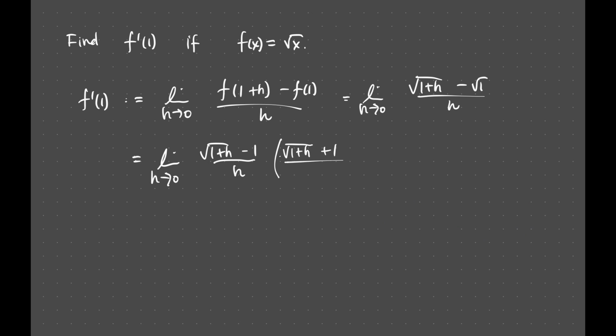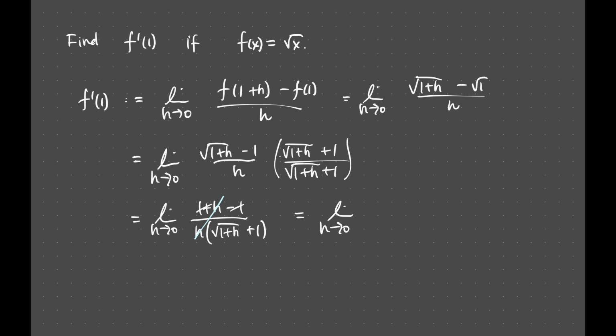When evaluating limits such as this one, we've seen that multiplying by a conjugate can be useful. Once we've done so, we're able to cancel the common factor of h in both the numerator and the denominator to obtain the limit of 1 over root 1 plus h plus 1. Finally, we've reached a point where we can plug in h equals 0 to get a limiting value of 1/2.